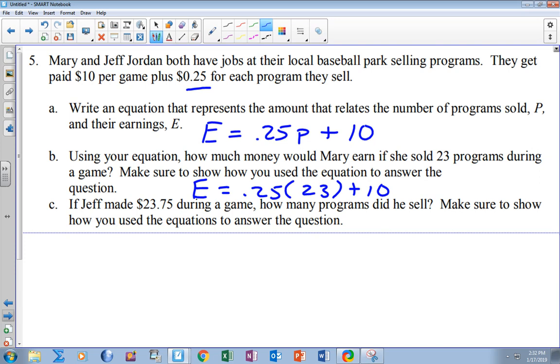And then if Jeff earned 23.75 during the game, how many programs did he sell? Where would this go? That would be the E. Yep. So then you'd have 23.75 equals 0.25 P plus 10. So then you would solve that equation.